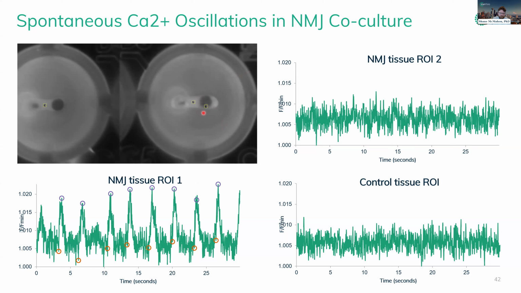One thing we can notice is that in the NMJ co-cultures, we find some ROIs that are highly active and some ROIs where there is no significant activity. And there will be other ROIs that are active but not at the same frequency or at the same phase. So when we average over the whole tissue, we don't really see a very large signal. But if we choose our ROIs more appropriately, we can see some spontaneous activity in this NMJ system. In comparison, the control tissues have no activity really, regardless of the ROI you choose.